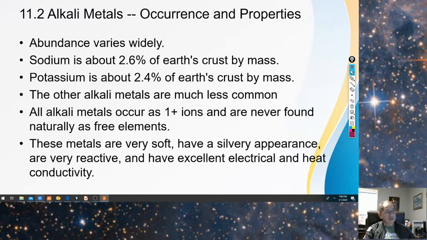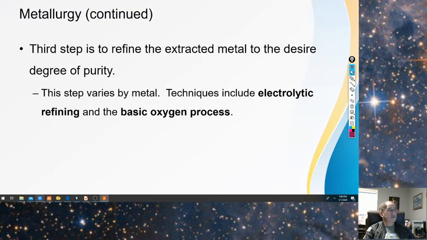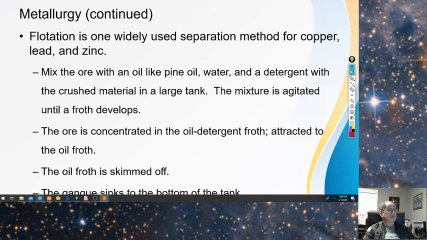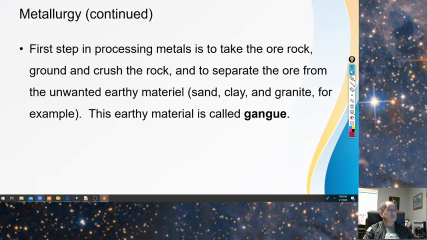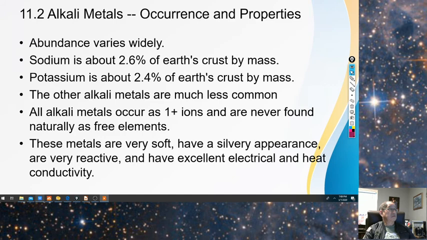11.2, let's see. It's all about metal, huh? Yep. Then 11.2, alkali metals. Now we're talking about the first column in the periodic table. So 11.2, alkali metals. Know about, let's see, on this one, their properties down at the bottom. Properties.